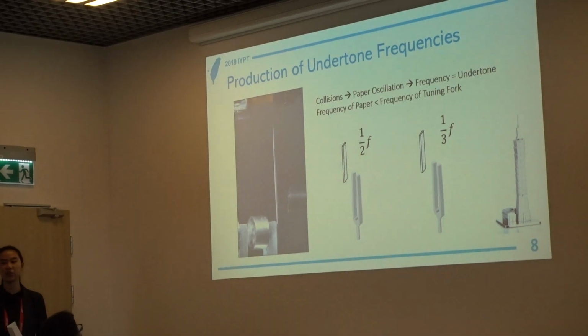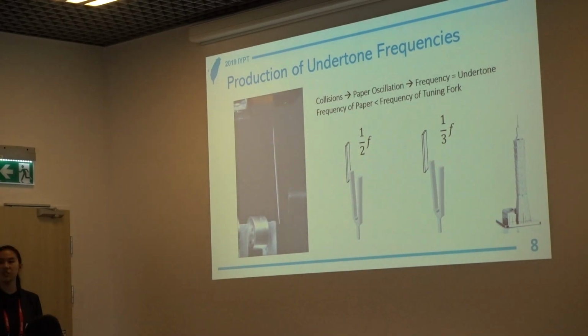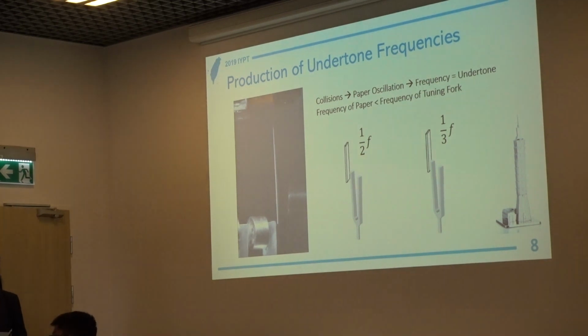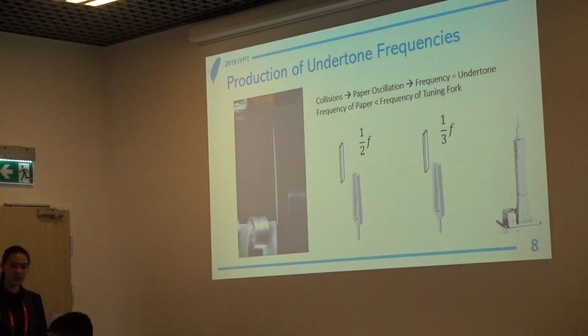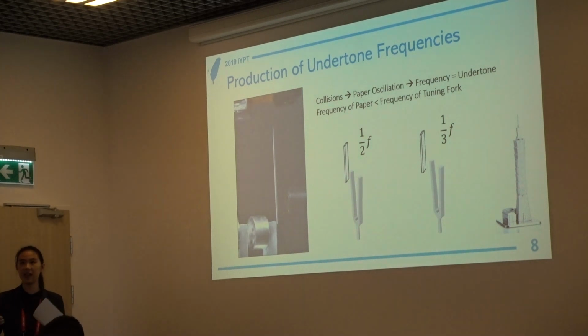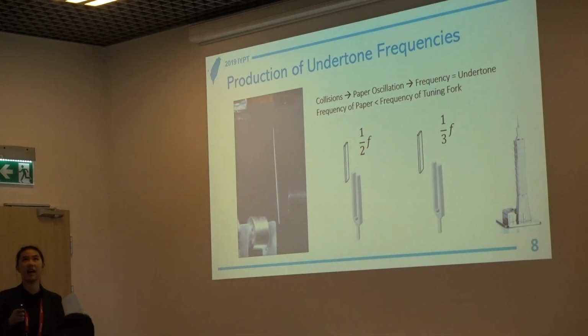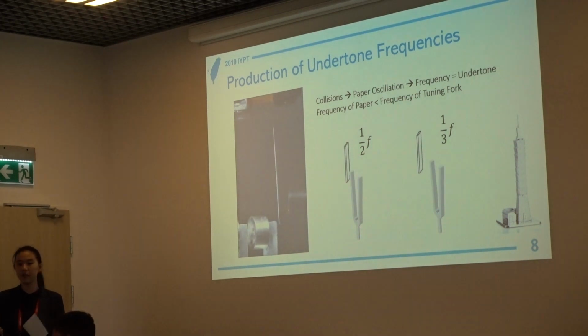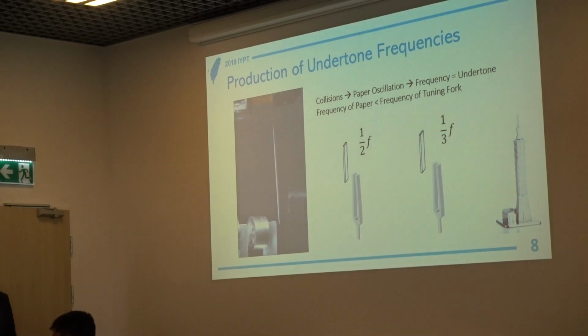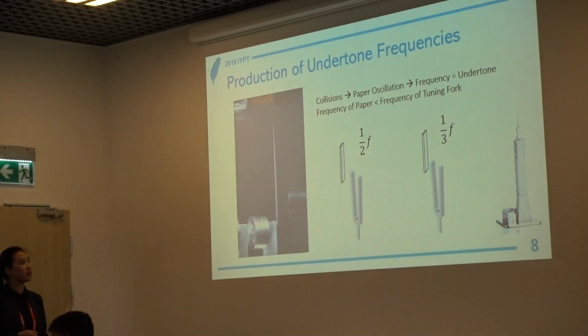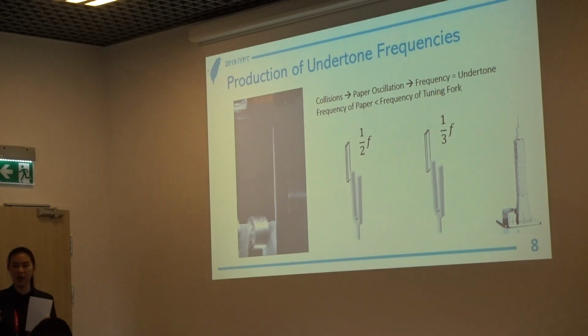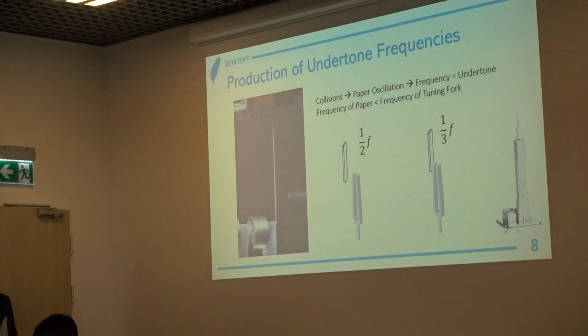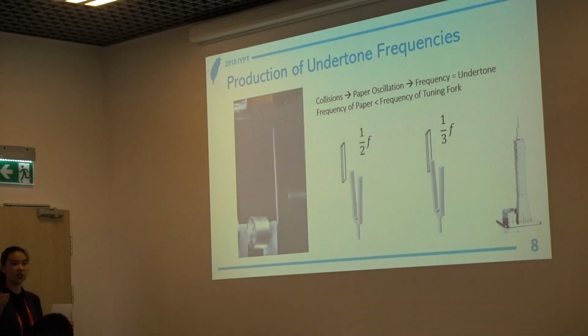So we believe that undertones are produced due to the collisions between the paper and tuning fork, and due to the oscillations of the paper. Once the paper oscillates, it will have a lower frequency than the tuning fork, because no matter how fast you push it, the paper is less stiff and has a greater elastic constant than the tuning fork, so it will swing back slower, meaning the frequency of the paper will always be lower than the tuning fork. And because of how frequently the tuning fork collides with the paper, we will hear the undertone due to the paper pushing the surrounding air.